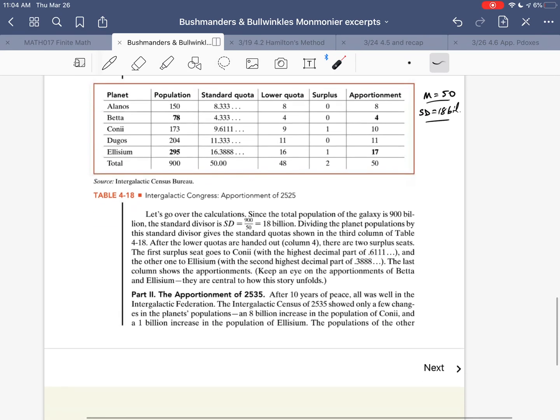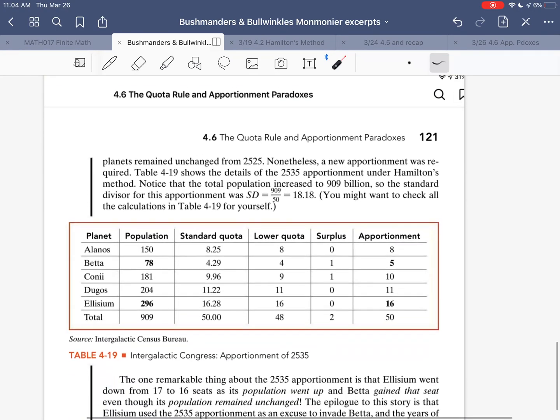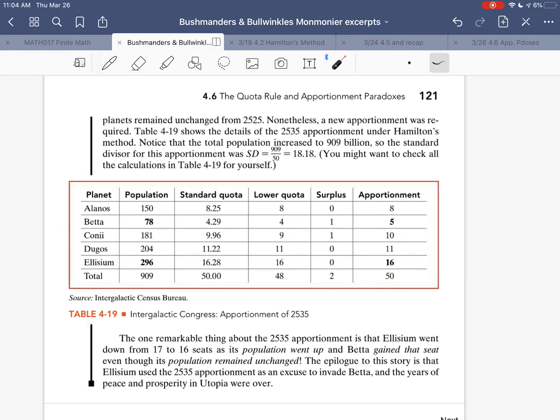Good. Everything seems normal. But now, they say after 10 years of peace, all was well in the Intergalactic Federation. The only thing that's changed is that we increase 2 of the planets' populations. The population of Coney goes up by 8 billion, and the population of Elysium goes up by 1 billion. This is represented in this table here. So remember, this is Elysium and Coney, which went up plus 1 billion, plus 8 billion.